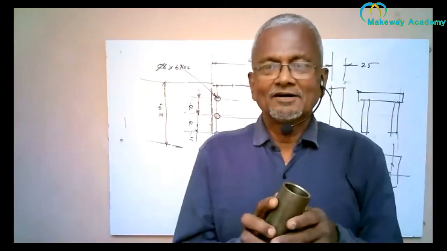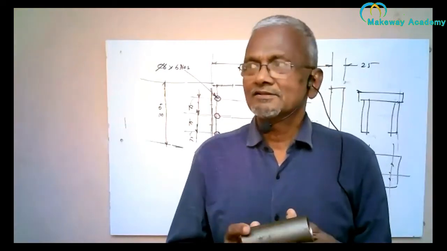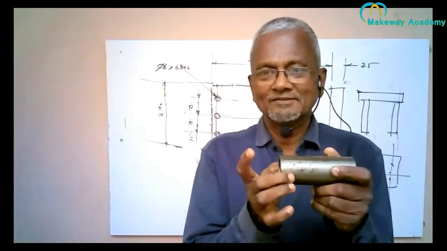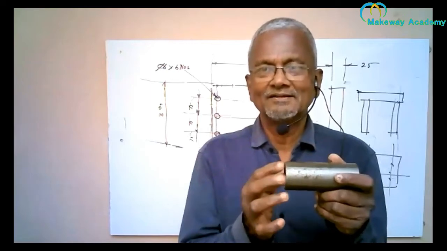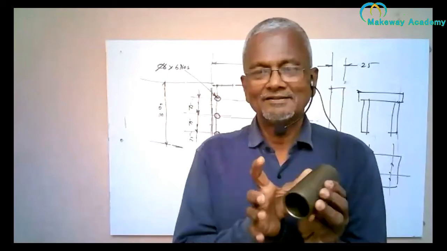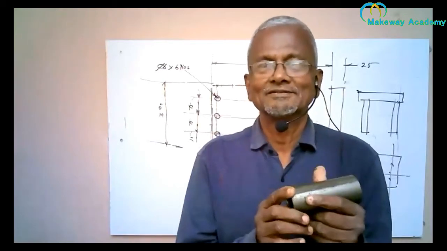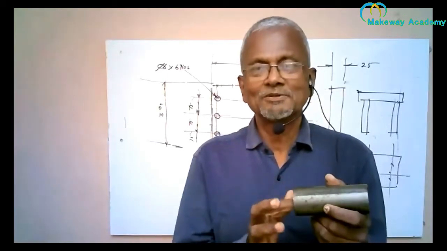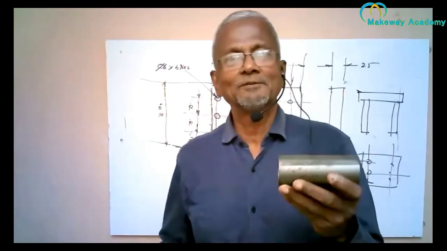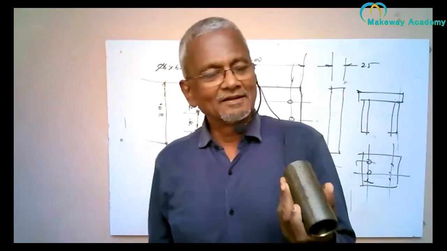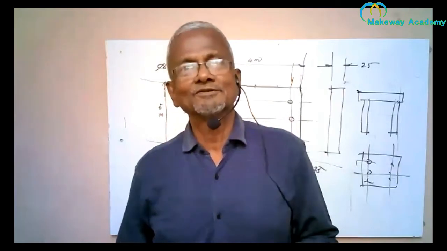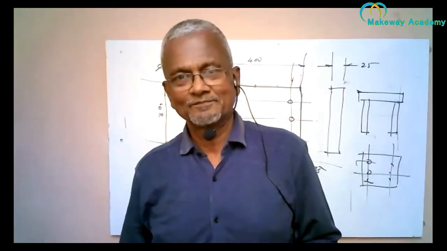This cylinder is a hollow cylinder. It has 3 dimensions: the OD, outer diameter, the ID, inner diameter, and the length. These are the important dimensions. This has been made in a machine. They can even make this in a lathe. A lathe is mainly used for producing cylindrical surfaces.